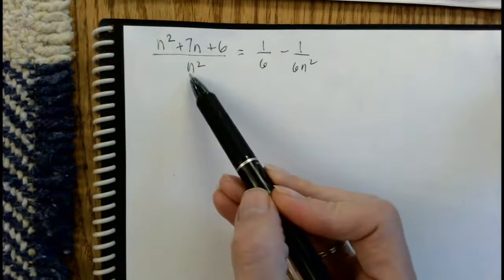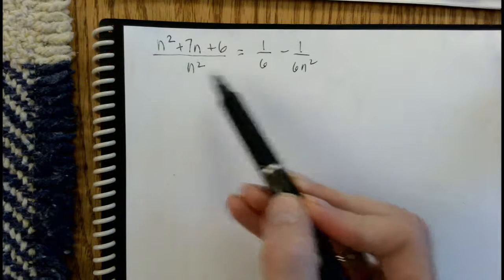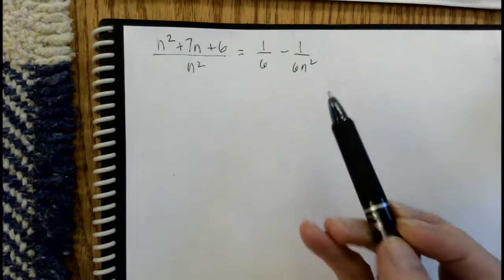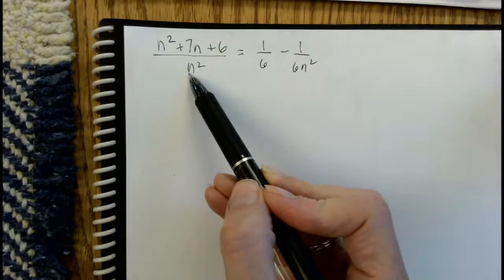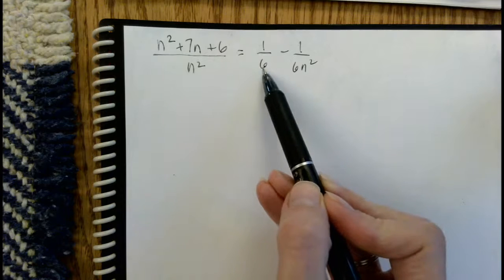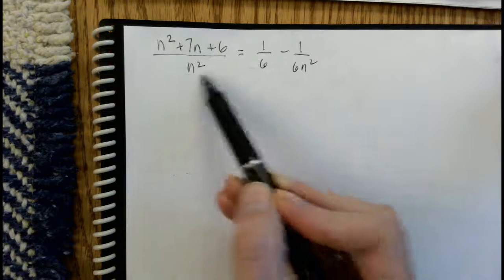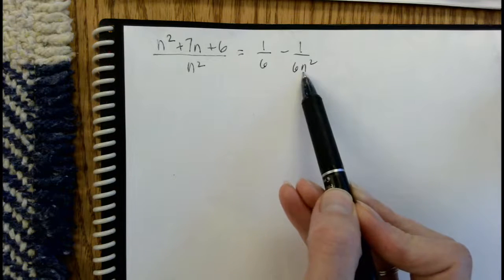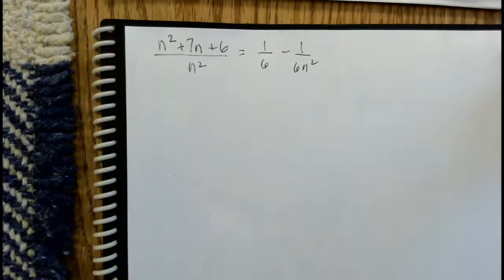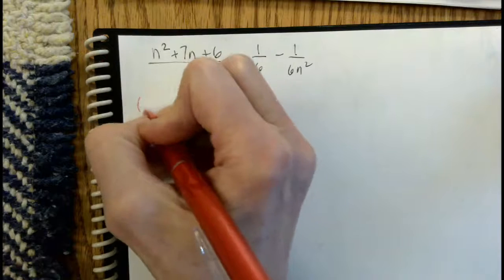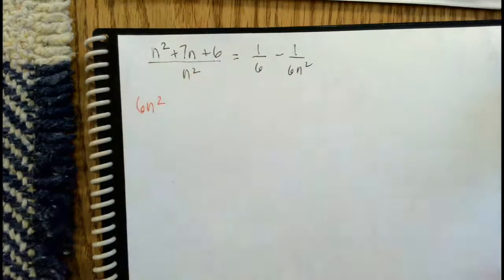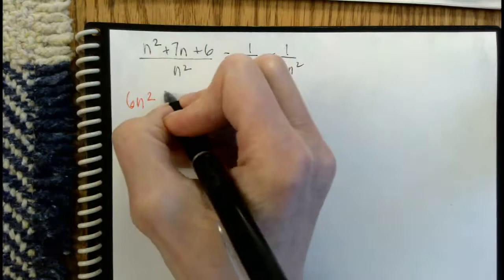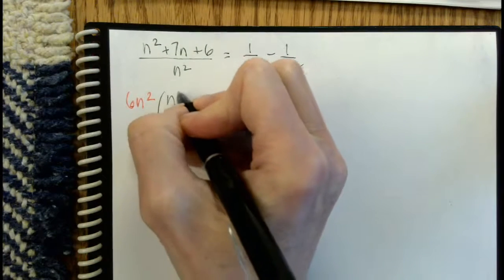And what we have is an n squared, a 6, and 6n squared. So notice, if we take n squared and we multiply it by 6, because these are both different, n squared times 6 is 6n squared, and that's going to be our common denominator that we are going to use to multiply every term in this equation.